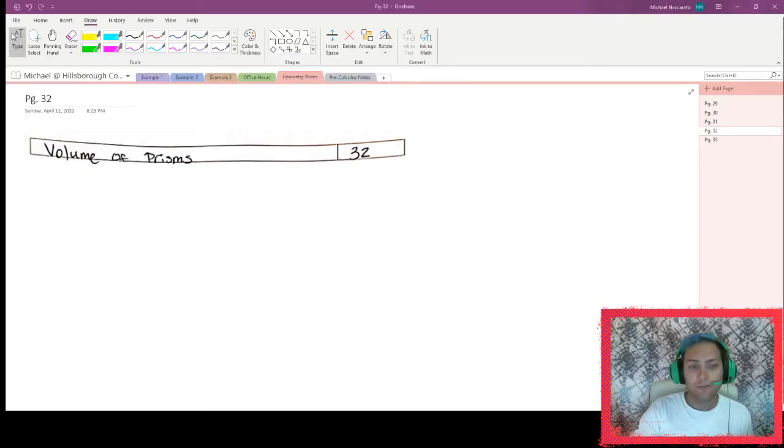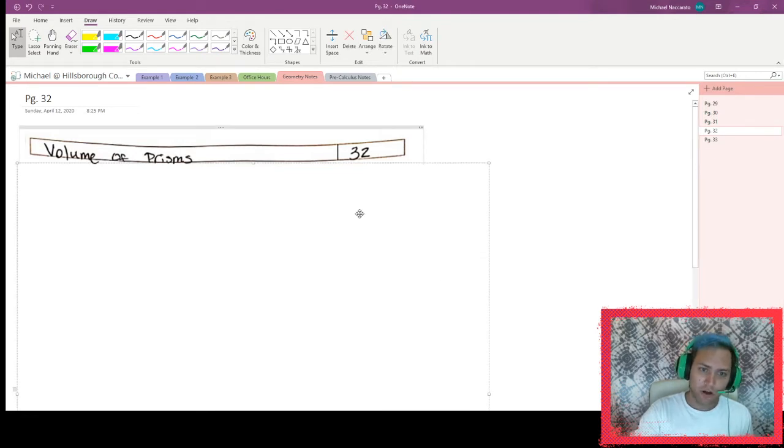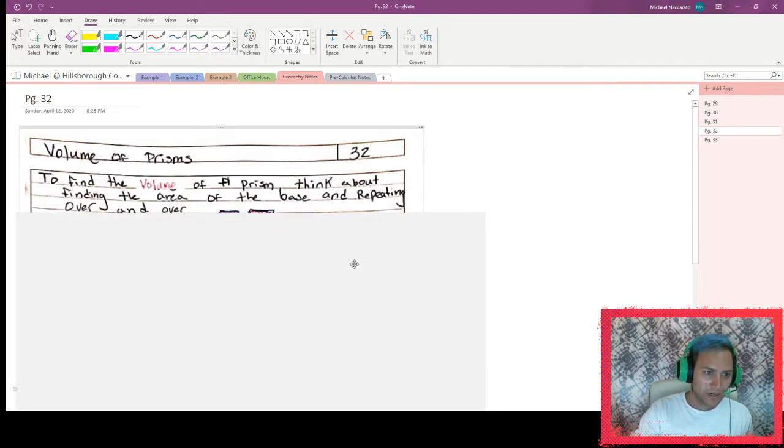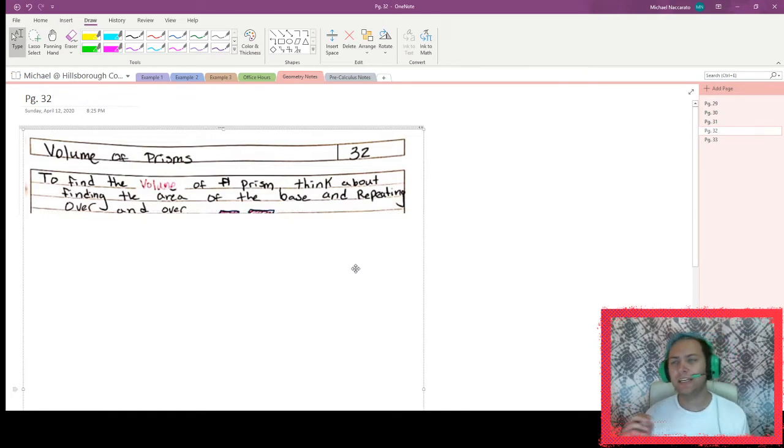Today we are on page 32. Volume of prisms is going to be our first focus. The best way to think about the volume of a prism is to think about finding the area of one part, the base of the prism, and then taking that one part and repeating it over and over again. A good example of this is a loaf of bread.